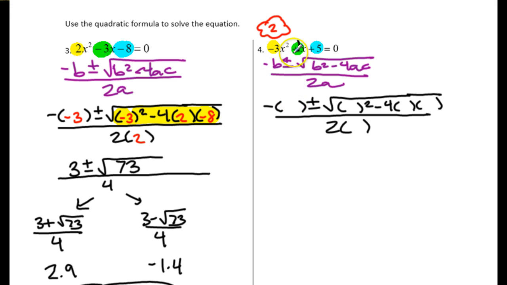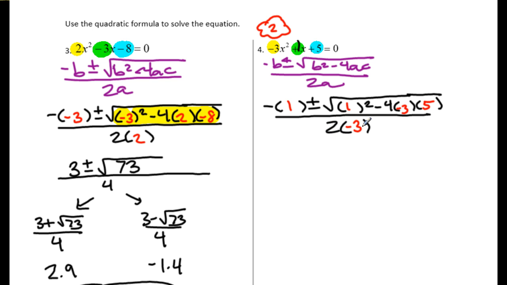So b is 1. So negative b, I'm going to put a 1 here. This was b, I'm going to put a 1 here. Right after the 4 is my a, so I'm going to plug in a negative 3 here. And after that was c, which is a positive 5. Then on the bottom, after the 2 is a, our a is negative 3.